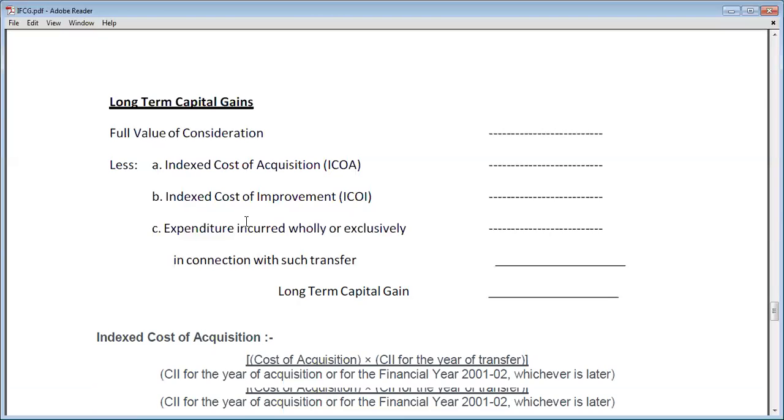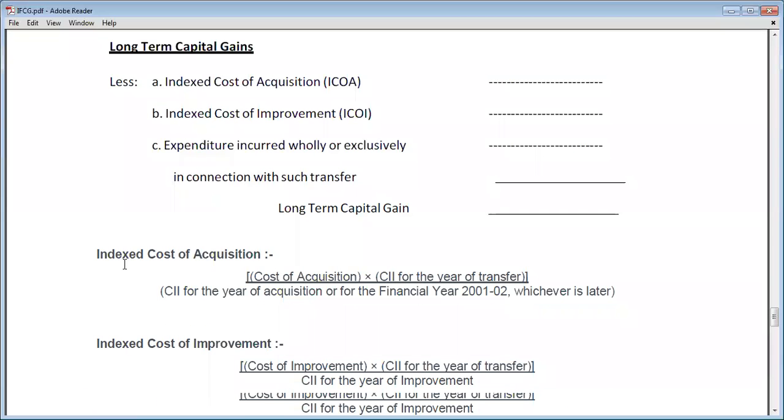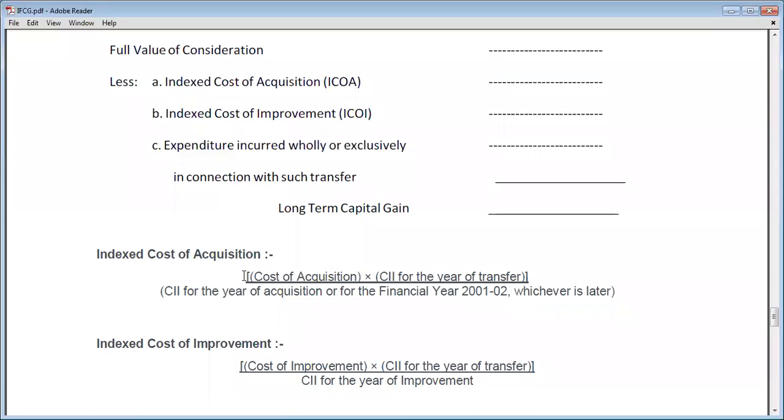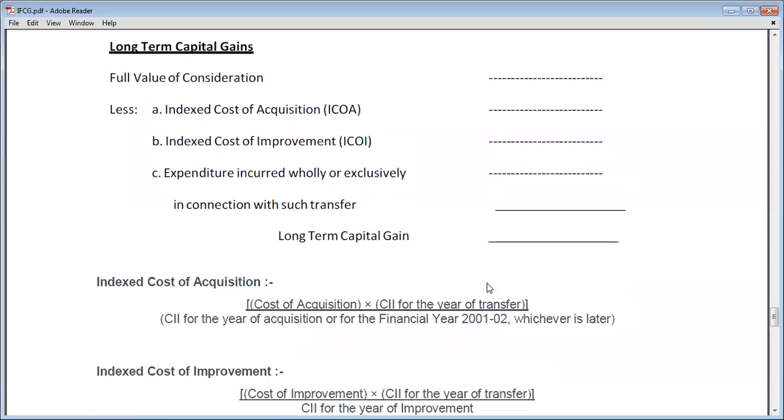How will we index the cost of acquisition? There is a formula for indexation of cost of acquisition. First you will write the cost of acquisition that will be given in the question. Then you will multiply it by the CII of the year of transfer. The year in which you have transferred the asset, you will take its CII.